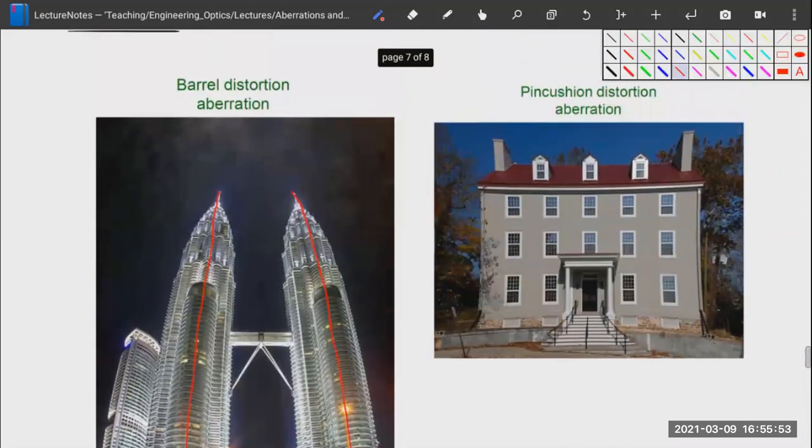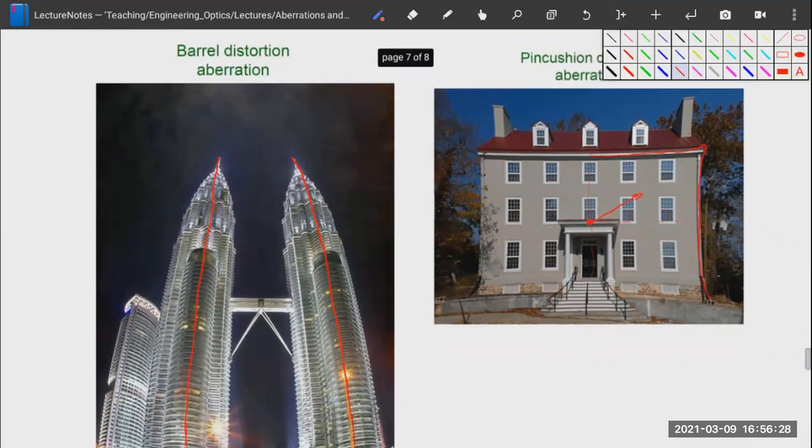On the right-hand side, we have a pincushion distortion, which is the opposite effect. Our magnification is increasing with our distance from our optical axis. So you can kind of see here is a line of symmetry, and here's a line of symmetry. So the center of our optical axis is roughly here. And as we move away from our optical axis, our magnification increases. And what that does is it causes our straight lines to curve away from our optical axis. Whereas with a barrel, they're curving towards our optical axis.